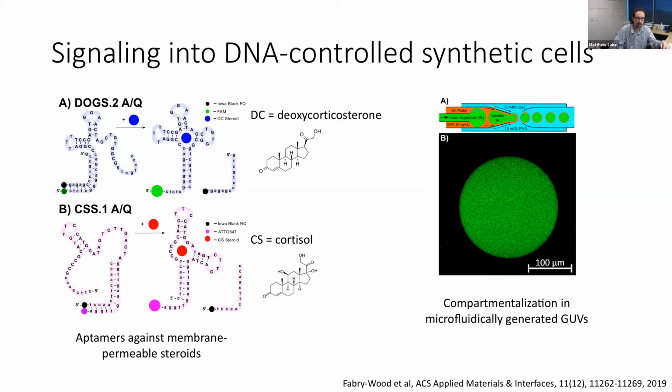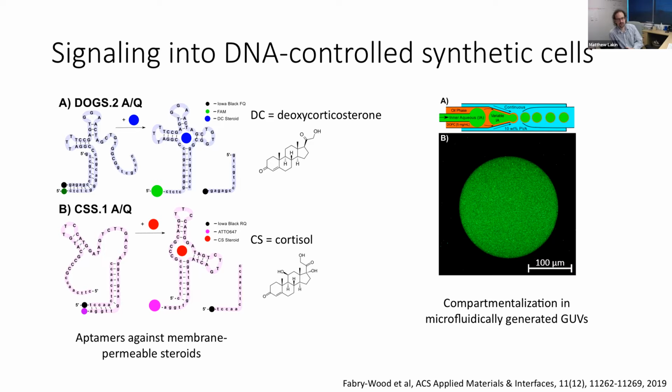But then in the presence of the corresponding ligand, the folding favors the formation of this structure here, and this stem in particular, which displaces this, which shifts the equilibrium toward displacement of this quencher and therefore increased fluorescence. And so we have two of these aptamers for these two inputs.